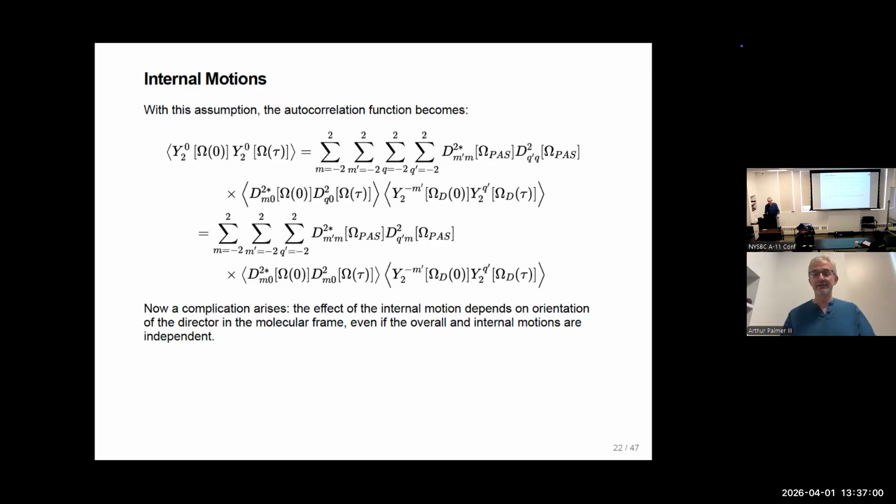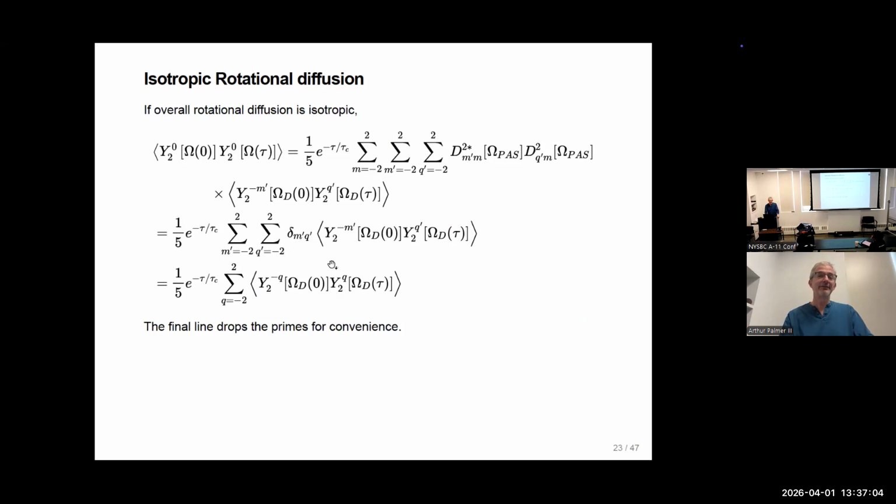And again, that's mostly because of the computer calculation. If overall rotation is isotropic, then we can factor this, and we have an autocorrelation function for overall tumbling, multiplying the autocorrelation function for internal motion. And that kind of approximation is used over and over again, even if we know it's not really true.